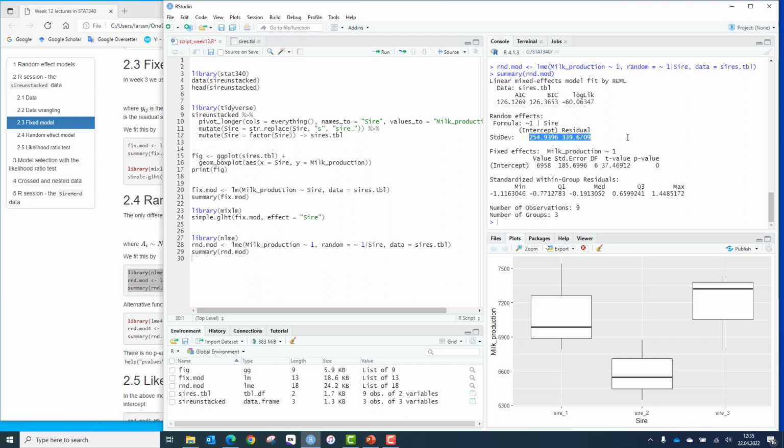That's the sort of what we are looking for now. How big is the variation between the sires, and compare it to the variation between the cows from each sire. So in this case, it looks like this variation between sires is rather small, right? Rather small, I would say, compared to this one. But it's not zero, and quite far from it too.